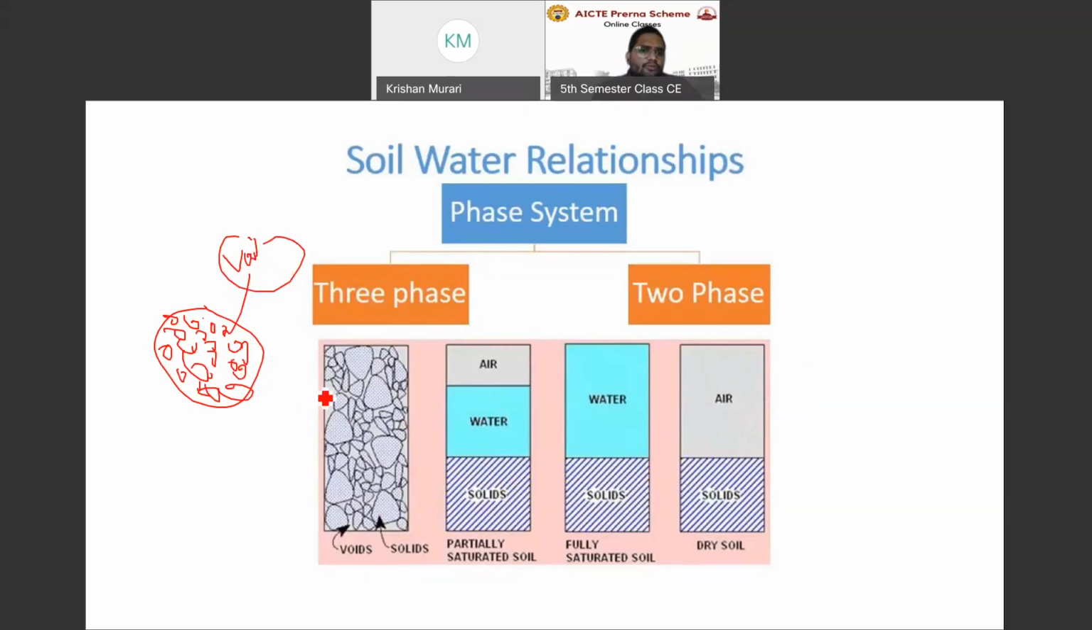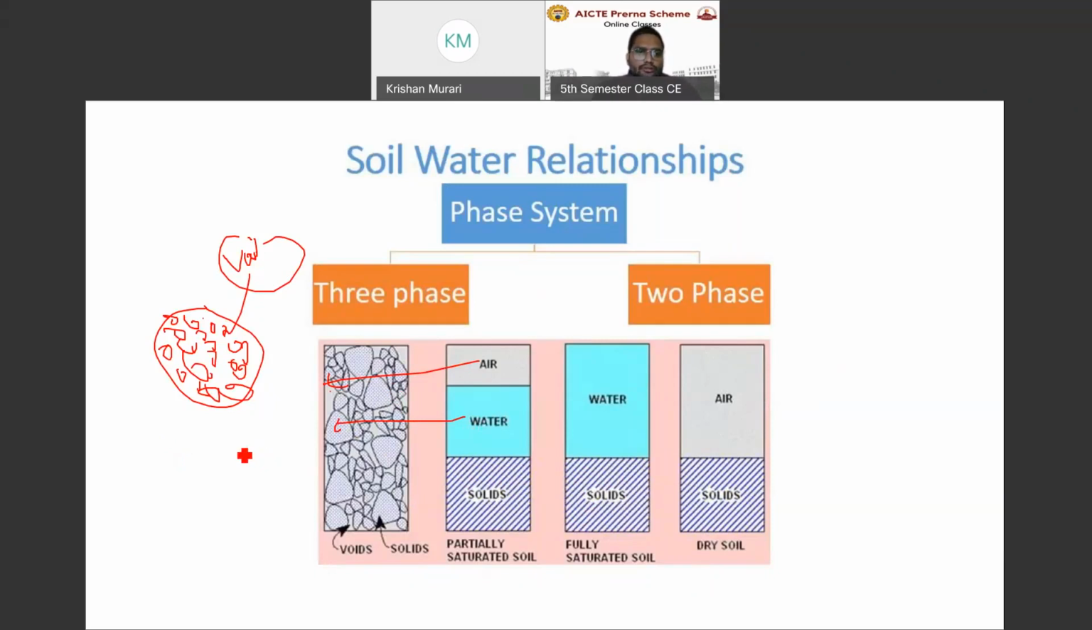These voids are filled by water or air, and this depends upon the type of soil. If a soil is in a dry condition, that means the soil contains only air. When soil contains only air, then we call that soil dry soil.